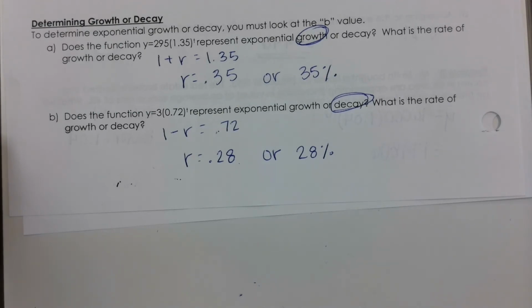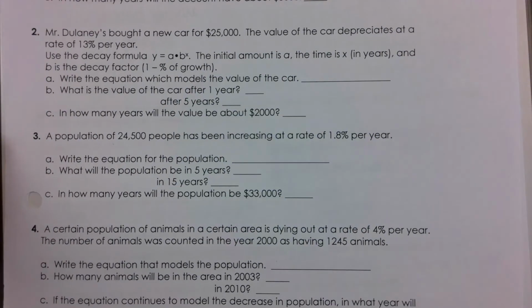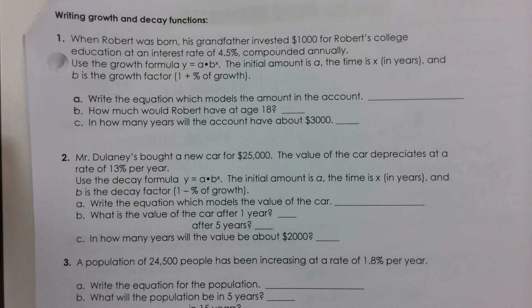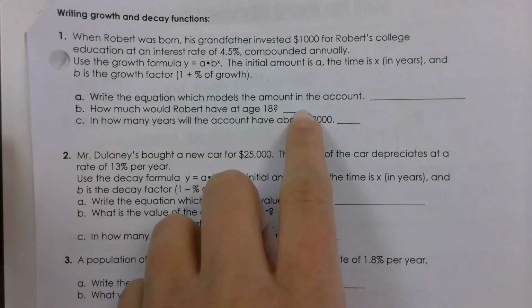So those are really similar stuff that they may ask you, especially on your tests and quizzes. They'll ask you to find that growth or decay rate. So are we good on how to do that? Yeah? Okay. So let's look at the next ones. We're almost done. So number 1, when Robert was born, his grandfather invested $1,000 for his college education at an interest rate of 4.5% compounded annually. Use the growth formula right here and all that stuff you know. Write the equation which models the amount in the account.